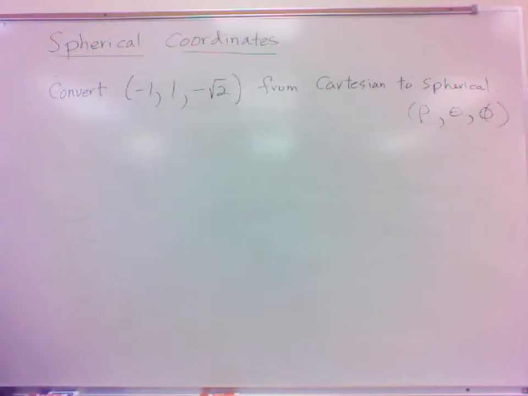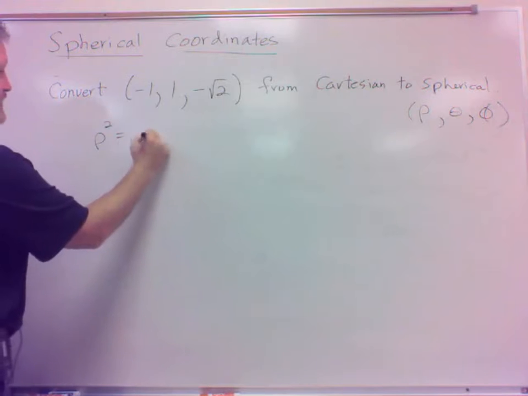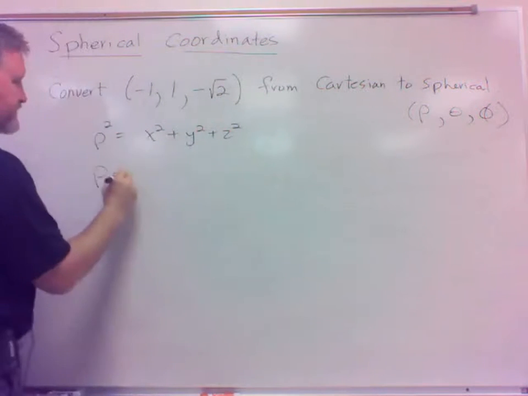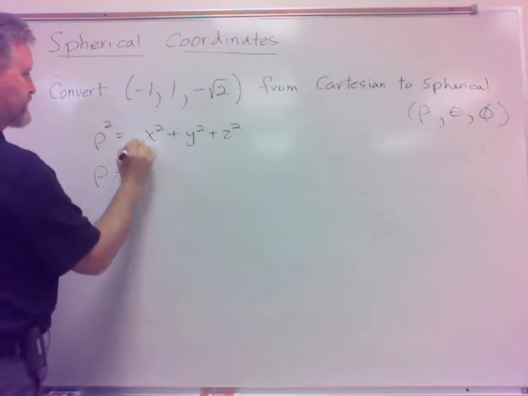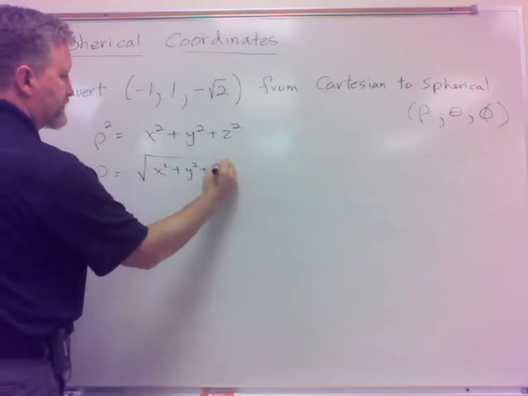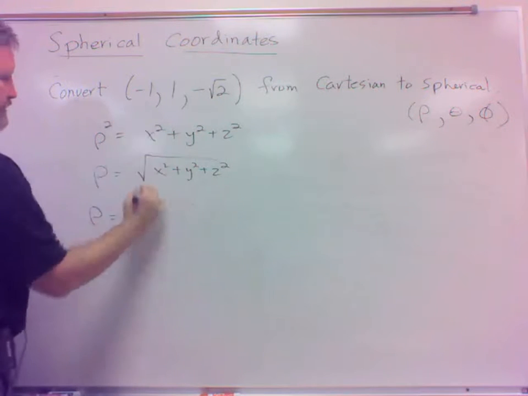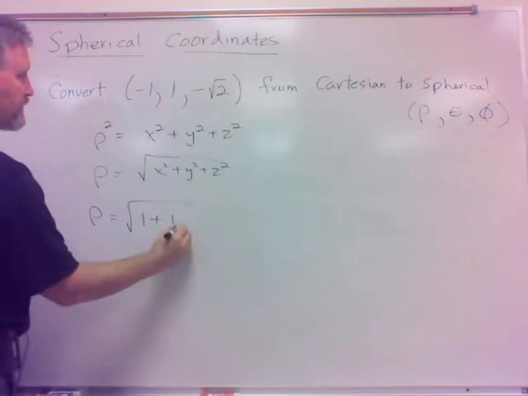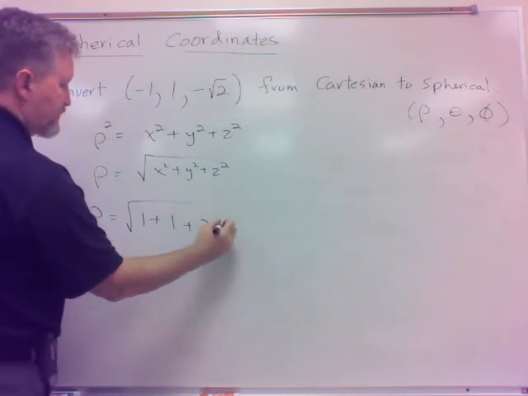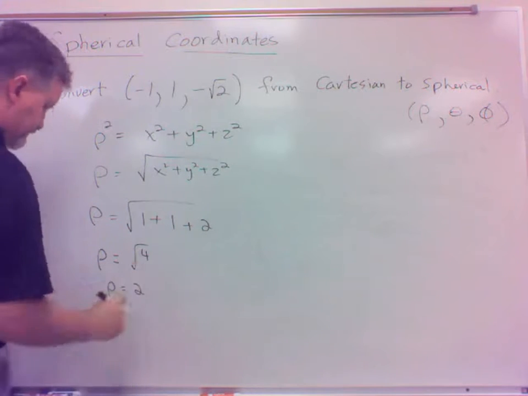Okay, so rho: we know that rho squared equals x squared plus y squared plus z squared, so obviously rho, since it's greater than or equal to 0, is the square root of x squared plus y squared plus z squared. So rho is going to be the square root of negative 1 squared, 1 squared, and then negative square root of 2 squared, which would be 2. So rho is going to be the square root of 4, which is positive 2.